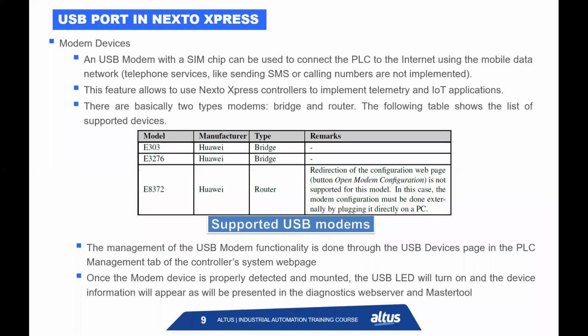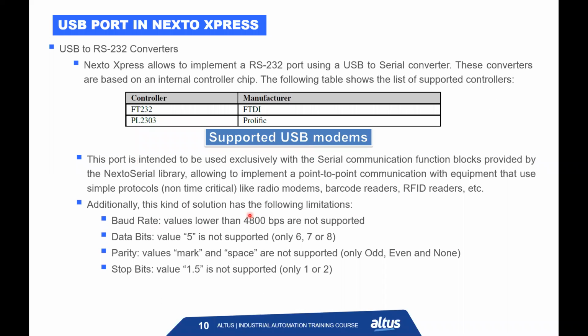Of course, for the RS-232, it's this kind of device that we can connect, for example, radio modems and barcode readers. It's a point-to-point protocol, as we talked about here, and we use the Nexto serial library to connect this. So I need to know exactly how the other device can connect to my USB-to-232 converters, and I can read information from these RFID readers or barcode readers, or exchange information using the radio modems.